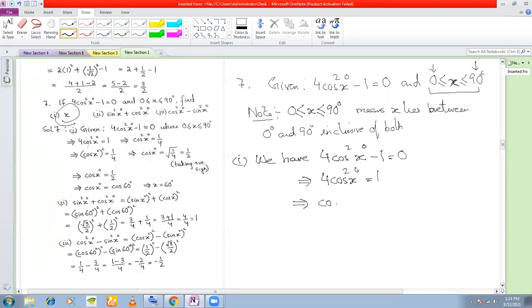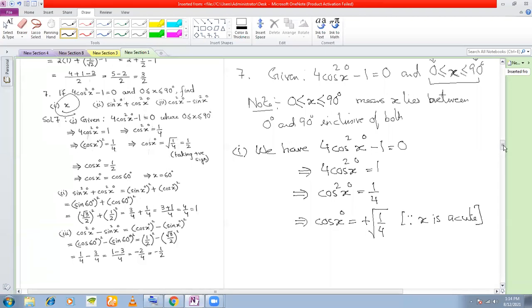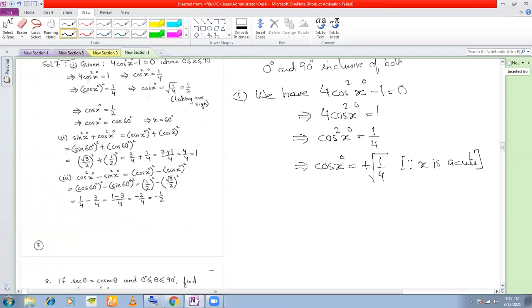What is the value of cos square x degree here? 1 by 4. That means cos x degree is, we take the positive square root. Only the positive square root. We don't take the negative square root. Why do we not take the negative square root? Since x is acute. And as I told you, when x is an acute angle, then all the trigonometric ratios are positive, right? So that is why we take only the positive square root.